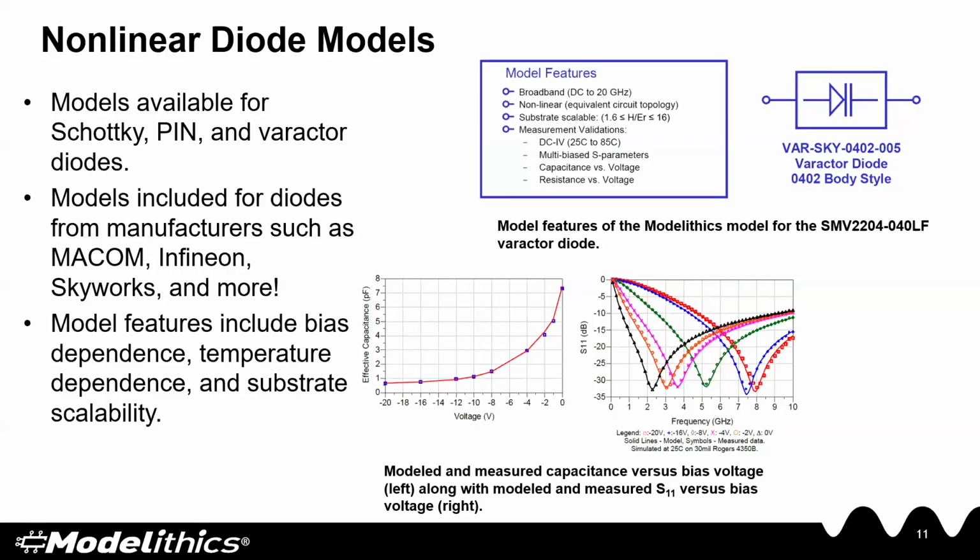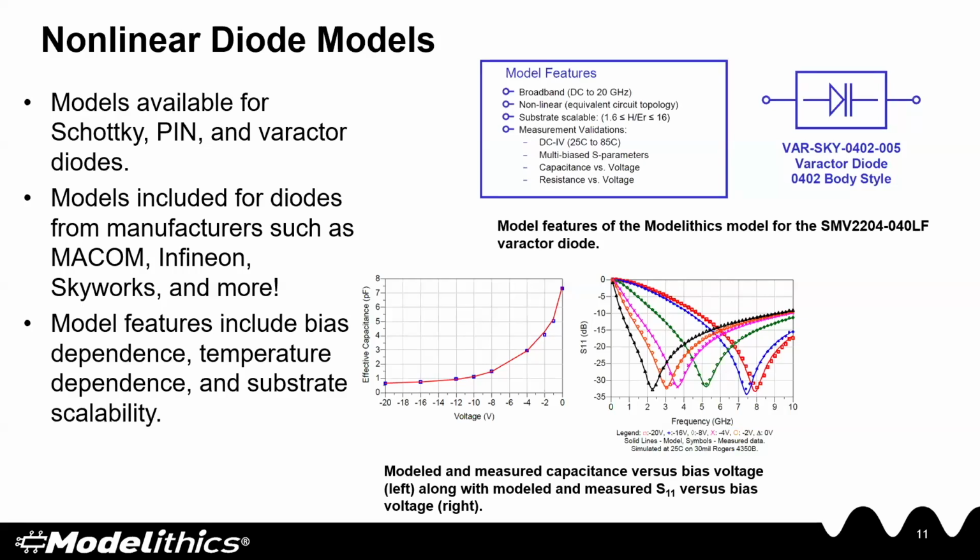So if we look at the top right, we're showing a model for a Skyworks SMV2204-040LF varactor diode. And what you see here was taken from the model data sheet, this model features box. So in this case, the model is validated from DC to 20 gigahertz. And the measurement validations include DC-IV, multi-bias S-parameters, capacitance versus voltage, and resistance versus voltage.